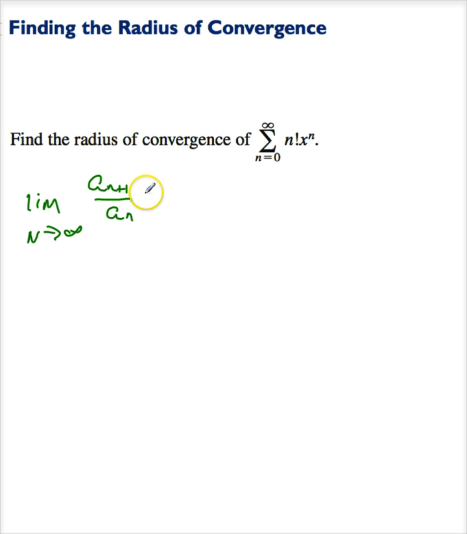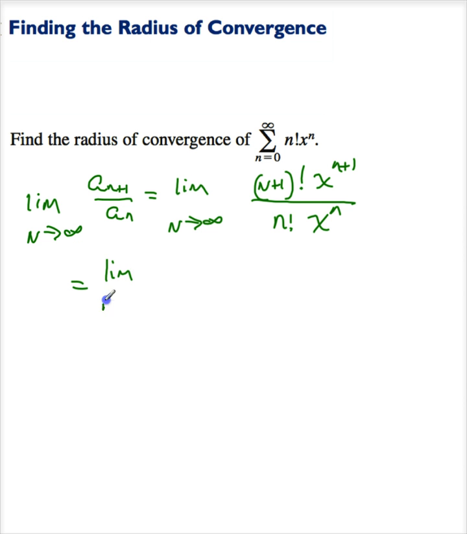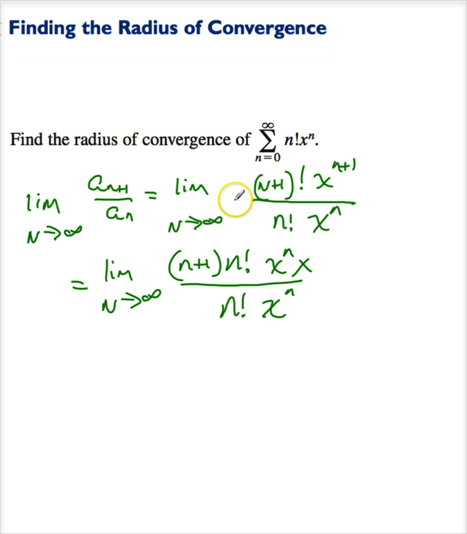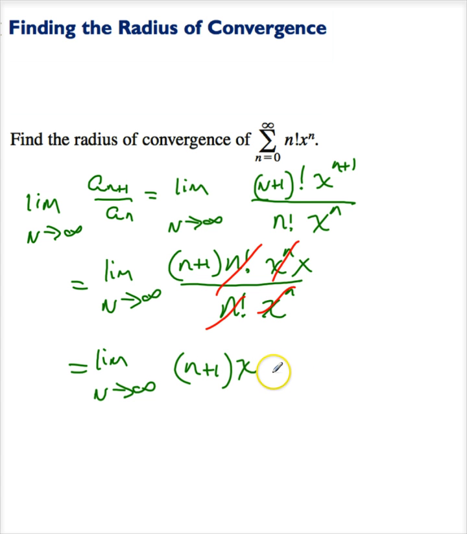All right, so let's see what this is. This is the limit as n approaches infinity of n plus 1 factorial times x to the n plus 1, divided by n factorial x to the n. Let me rewrite this as the limit as n approaches infinity of n plus 1 times n factorial times x to the n times x, divided by n factorial x to the n. Now let me see what cancels. x to the n goes away, n factorial cancels. And so we're left with the limit as n goes to infinity of n plus 1 times x. Now you'll see it doesn't matter what value of x we have, except for x equals 0.